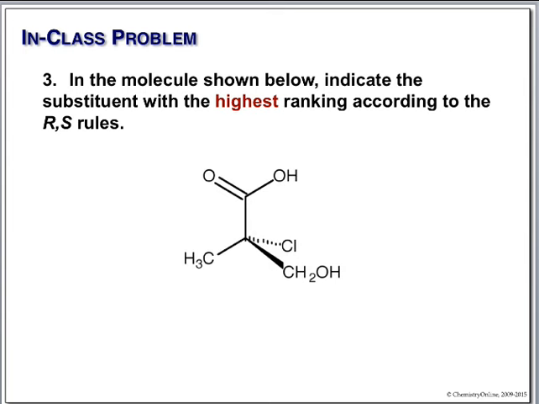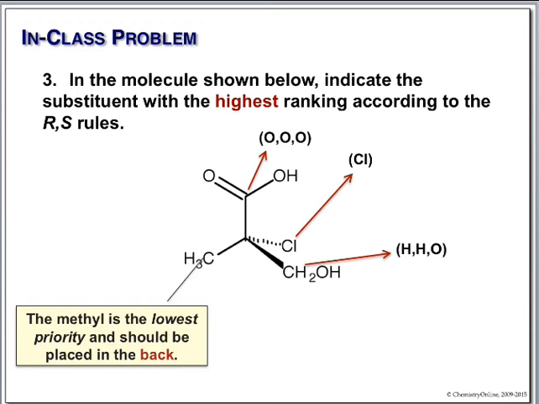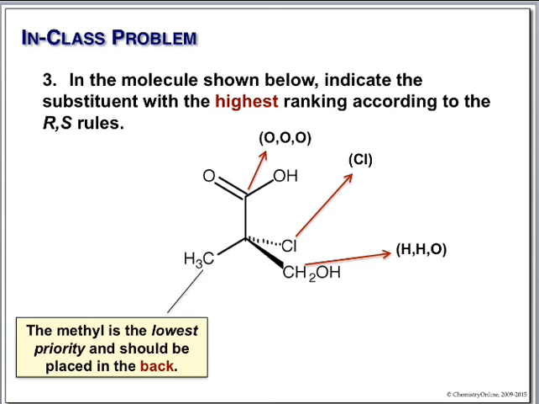Look at this guy. Here's our carboxylic acid, okay? Carbon, double bond, that's a carbonyl, and then the OH. See, this isn't difficult, we can do this. Three oxygens, 1, 2, 3. Chlorine, 2 hydrogens and an oxygen. That means our methyl group is our lowest priority. Highest priority, even though we have 3 oxygens here, the chlorine still wins.